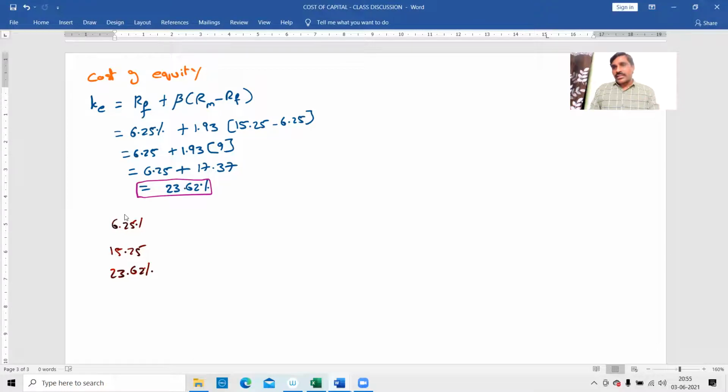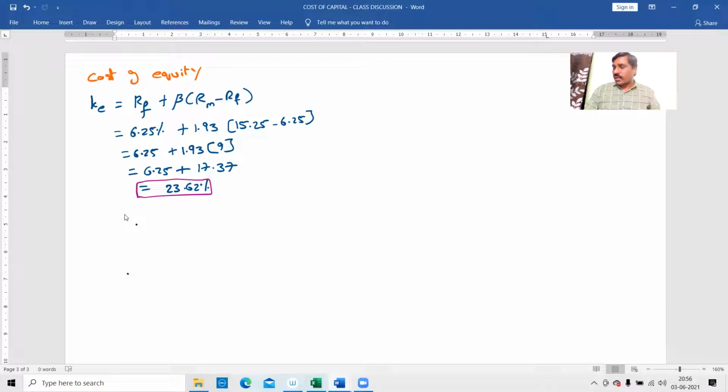No, sir, I'll take risk, but moderate risk, not too much risk. Then invest in the market portfolio. You will get 15.25. No, sir, I want to take more risk, aggressive risk. Then you will get 23.62. No risk 6.25, moderate risk 15.25, high risk 23.62. Your choice. Here we are evaluating a company, not a normal individual like you and me. So a company always takes risk. That's why 23.62.